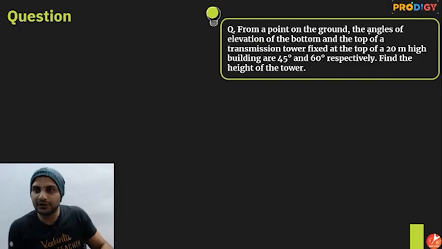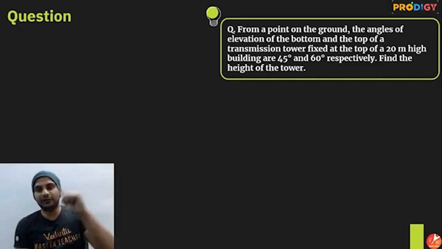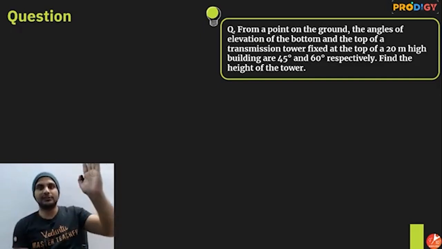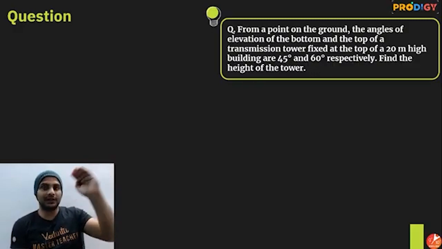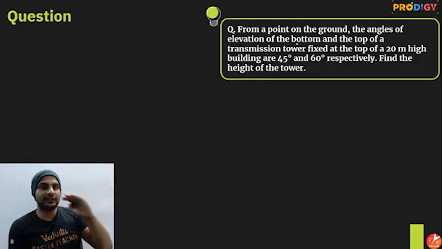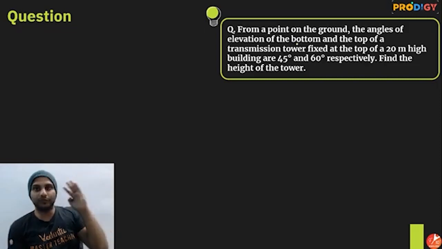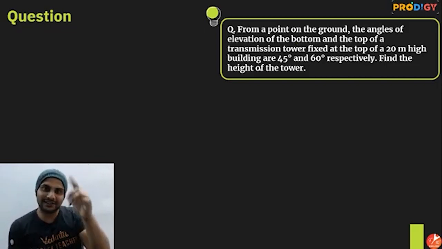So from a point on the ground, the angle of elevation of the bottom and top of a transmission tower. If you look from the ground, you are looking at the bottom of the transmission tower and the top of the transmission tower, and it says angle of elevation, which means both the bottom and the top are above you. Okay? Transmission tower fixed at the top of a 20-meter high building. So the transmission tower is at the top of something. I have told you it is above you. Okay? So how will the diagram look? Dekho.